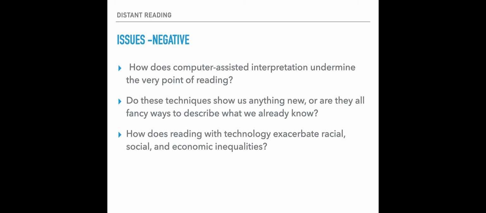And then, how does reading with technology exacerbate racial, social, and economic inequalities? This is one debate where if the data is biased, our results are going to be biased. So what corpus of material you have, what you choose to look at, has a lot of implications for what you get out. A lot of this has become debates around, if the data is racist, you're going to get racist results.